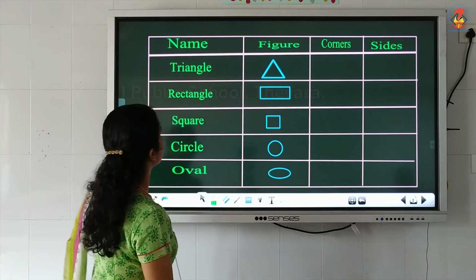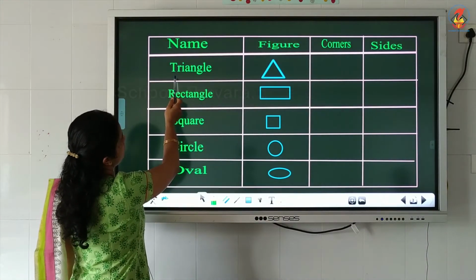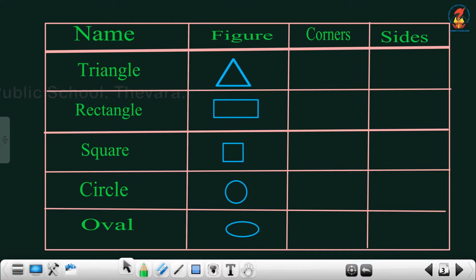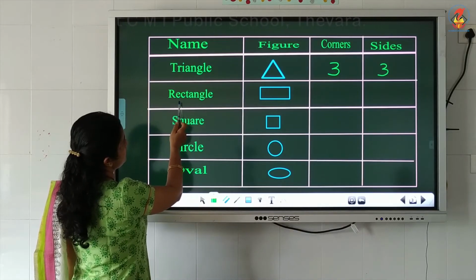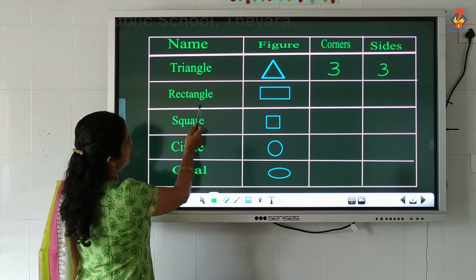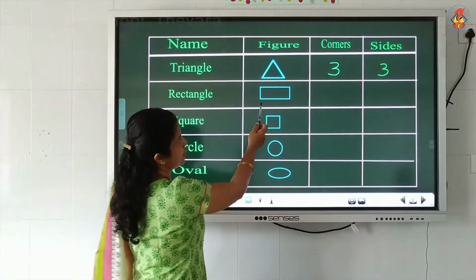Now look here children. Let's read the name of the shape. Triangle. What is it called? Triangle. This is the figure of a triangle. How many corners are there for a triangle? There are 3 corners for a triangle. And how many sides? 3 sides for a triangle. Now rectangle. What is the spelling of rectangle? R-E-C-T-A-N-G-L-E, rectangle. This is the figure of the rectangle.